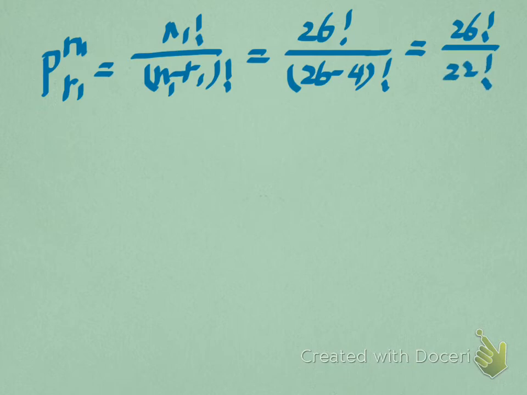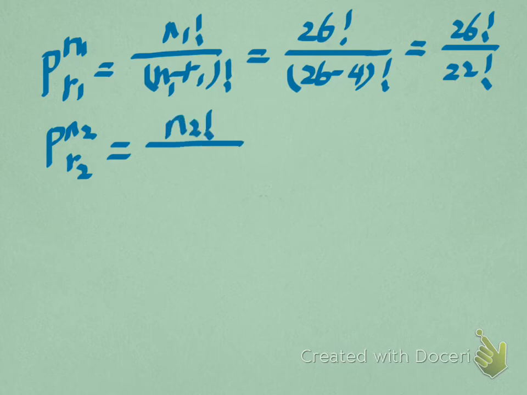Okay, so this is for the letters. And then for the second part, about the numbers. So now we use the n2 and r2. The formula is still the same. The numerator is n factorial and the denominator is n minus r factorial.